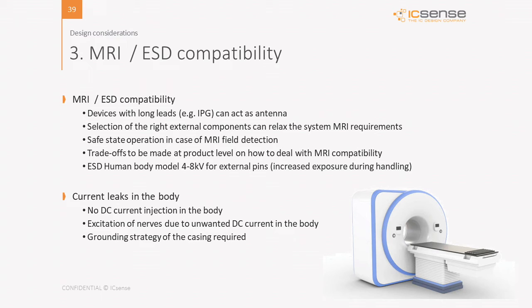Also keep in mind current leaks in the body, so you don't want to have DC currents injected into the body. The reason for that is that DC currents will lead to the dissolving of the electrodes, and you don't want moving metal ions in your body. Also, DC currents will create an excitation of nerves, and that will also decrease the comfort of the patient.